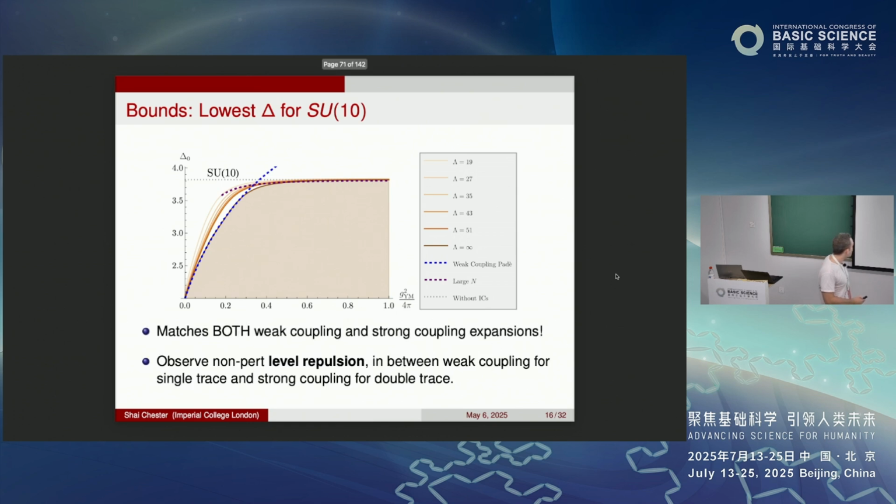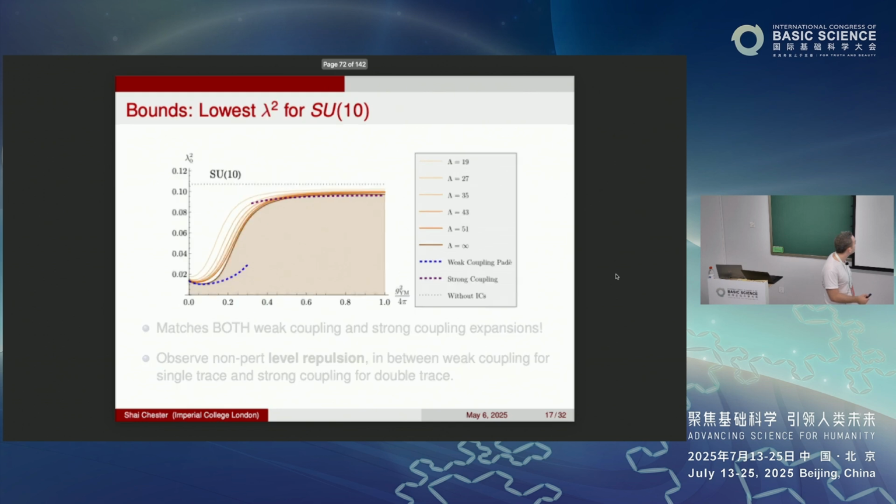And what's also kind of nice is that there's a little region where neither strong coupling nor weak coupling is a good approximation. And you could say it's this little region over here, which is where you need the numerical bootstrap. Perhaps not the biggest region. And so this is kind of related to level repulsion in some sense, because it's showing how the operator spectrum is rearranging, where it's going from the lowest operator being single trace to being double trace over there.